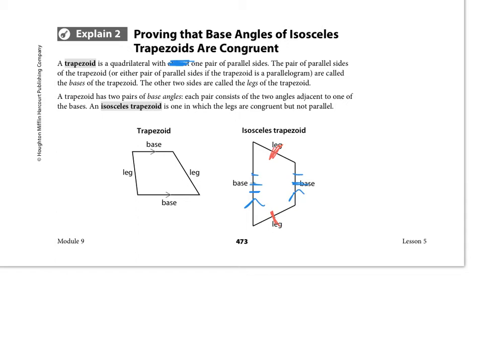Other vocabulary you need to be aware of is that a trapezoid has what we call 2 pairs of base angles. The base angles are the ones at either end of the bases. So if these are my bases, then the base angles are here and here, and here, and here. So we know we have some relationships that we can work through on the next page.